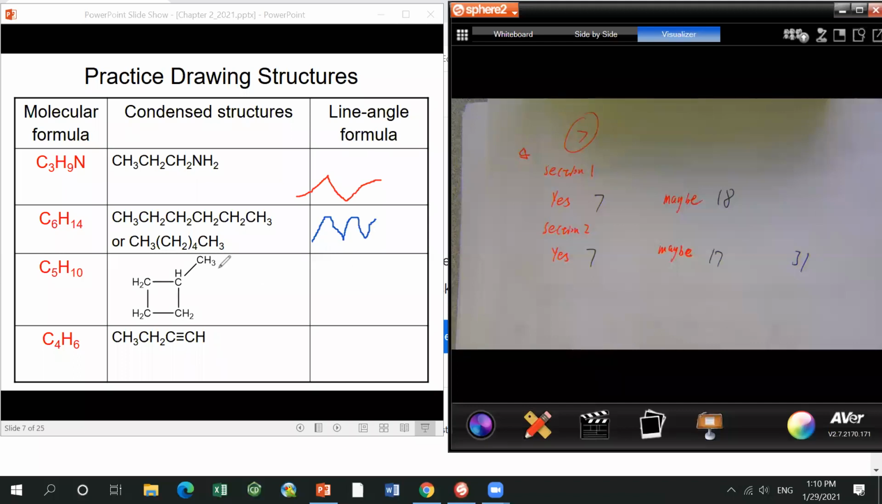Anyone want to try the third one and also the fourth one? The third one is right. Good. And the last one, anyone want to try it? For the first one, I do a little bit of correction: you need to put your NH2 at the end of the carbon. The last one is almost right.